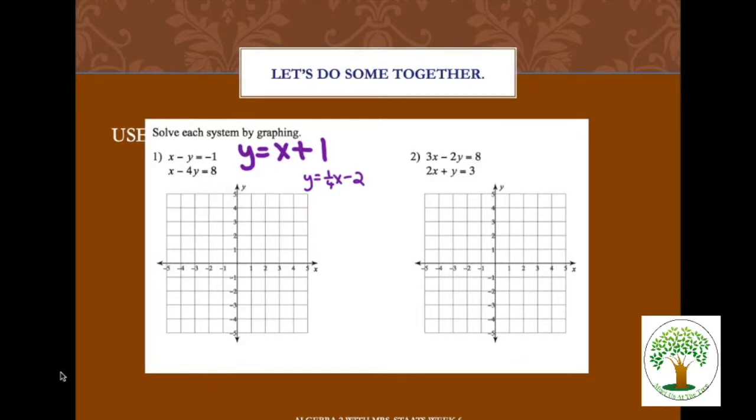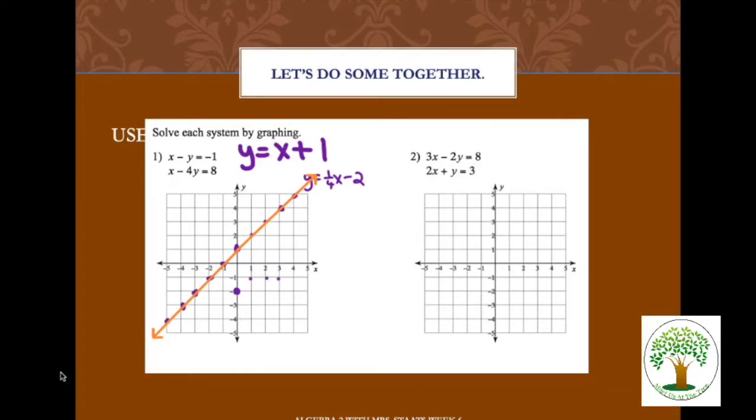So I have positive 1, starting at 1 and going up 1 and over 1. I like to make lots of dots because then if it crosses at a point, it'll be beautiful. Then I'm going to make my line there. Use your straight edge, which is the back of your calculator if you remember. Then I have a negative 2, and I'm going to go up 1 and over 4.